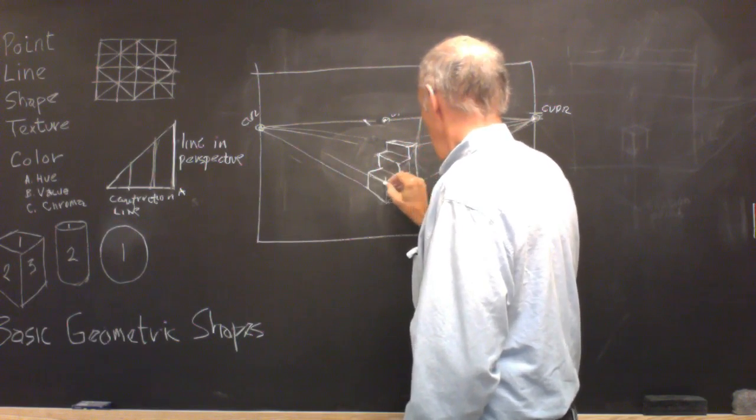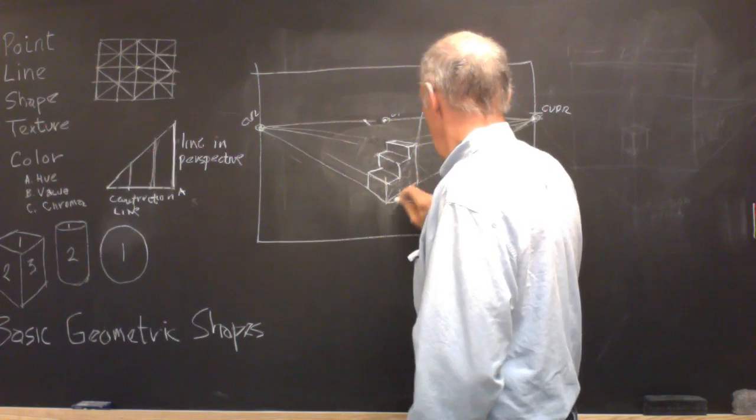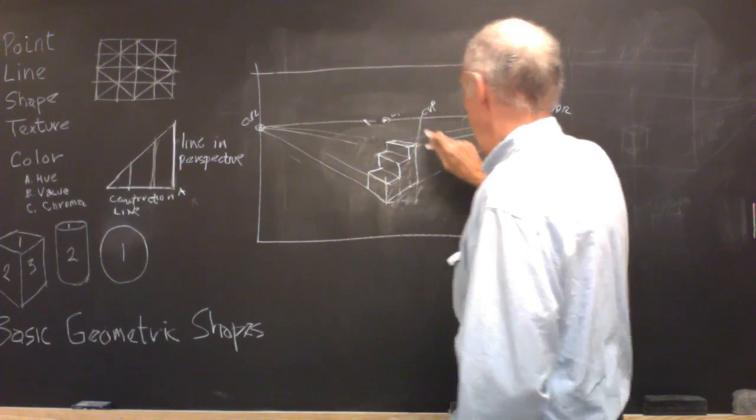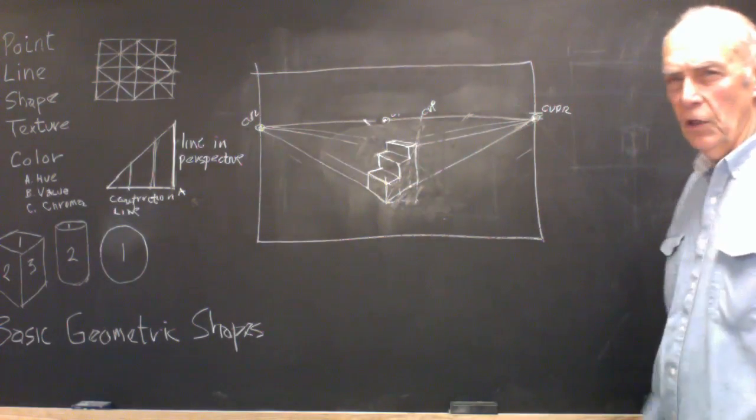So now I've drawn a block with 3 sections cut out of it. 3 sections cut out of it.